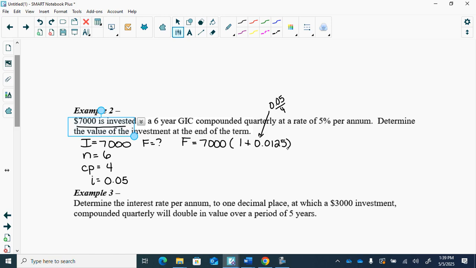And then, how do we get the value up here? So we do 6 times 4. So this is 24 compounding periods, correct? So then we get 7,000 bracket 1.0125 to the 24, which is 9,431.46.